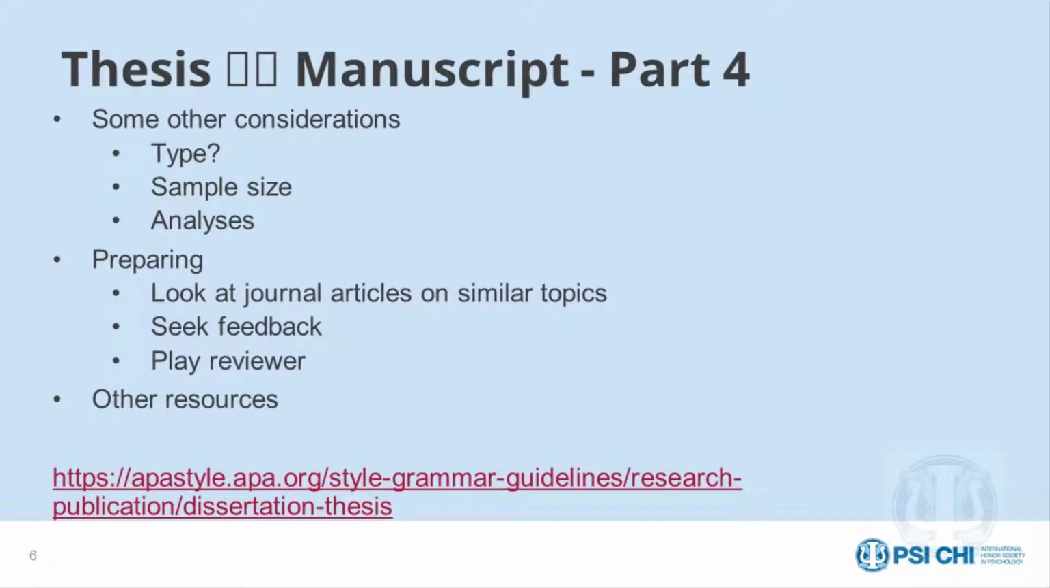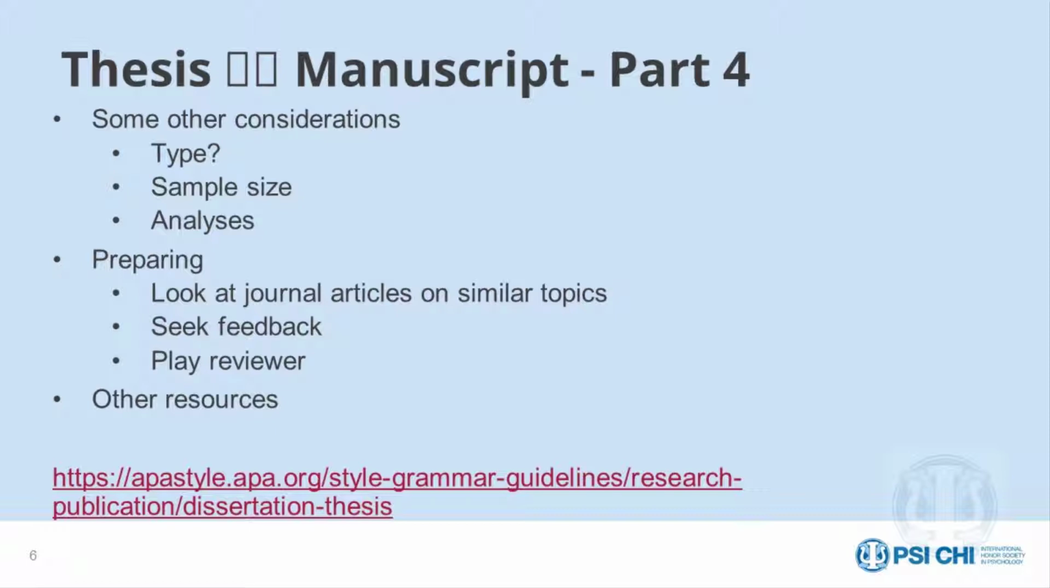So just a few other considerations. So other considerations are also what type of study do you have? Is it more of a replication study? Is it a manuscript? And also, will it be a brief report or a full-length manuscript?